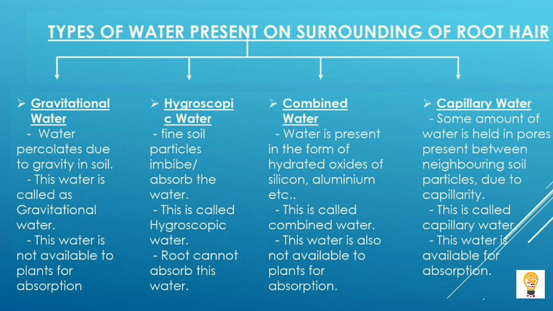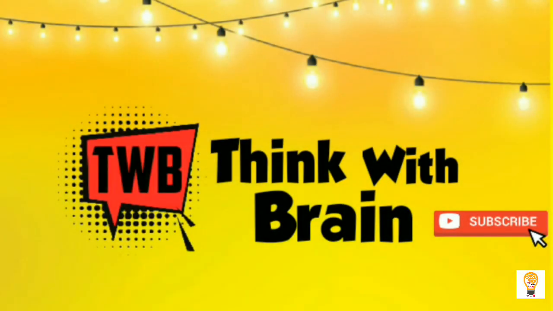So basically, of all the four types of water, only capillary water is available to the plant for absorption. With this, we have completed the reduced syllabus of this chapter. Only this much is there in this chapter as the chapter has been reduced.